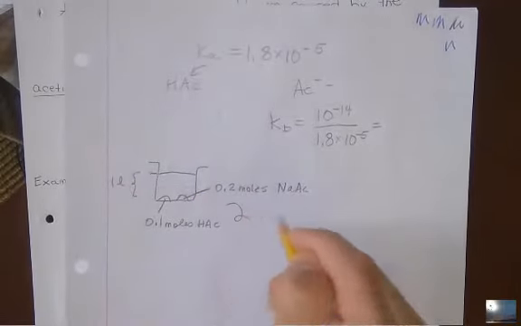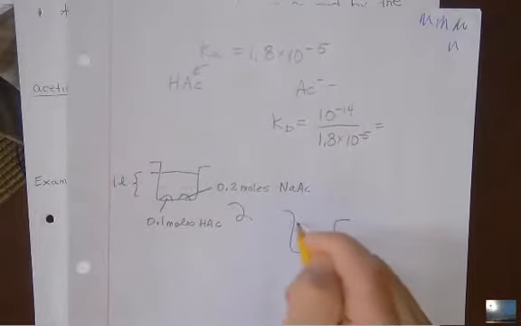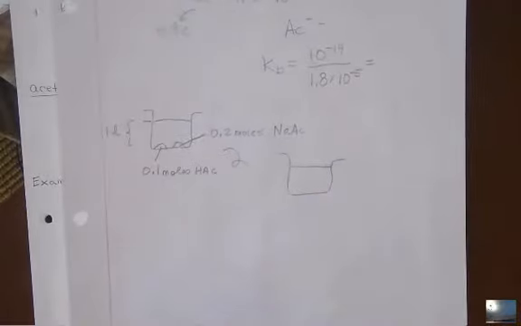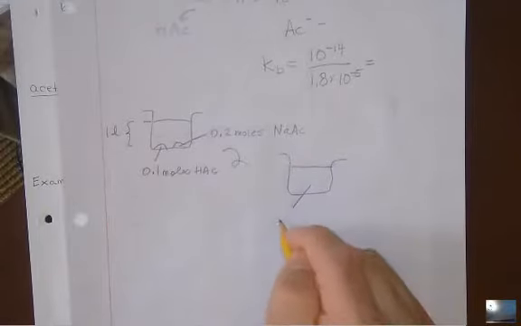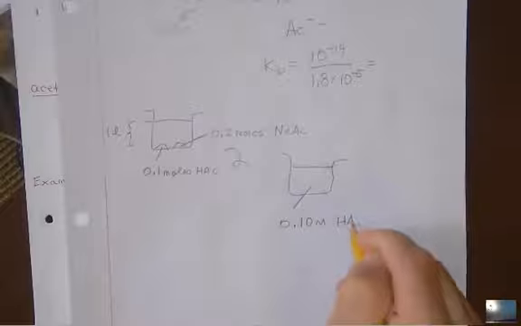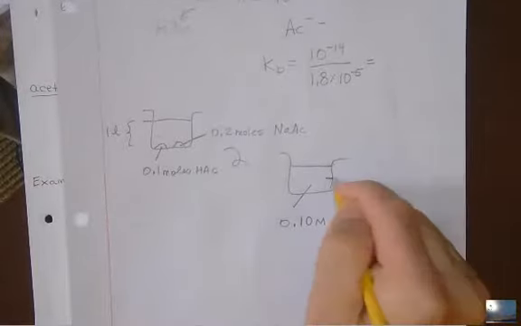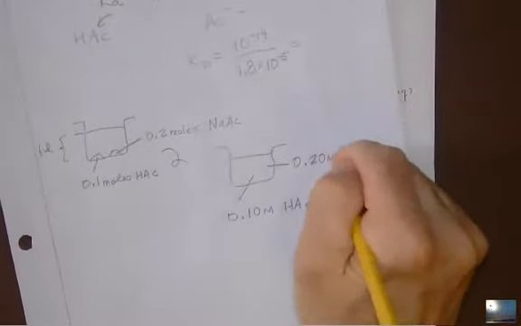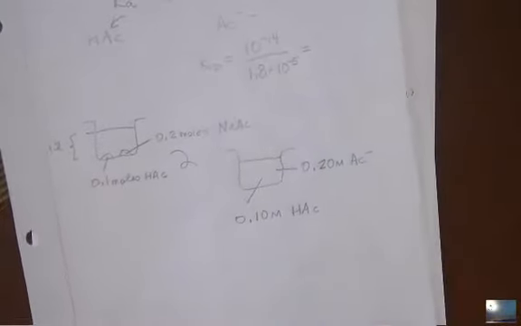If you do that, and this is all homogeneous and those ions are in the beaker, then the concentrations would be 0.10 molar HAc and 0.20 molar Ac minus. So they're both in there.